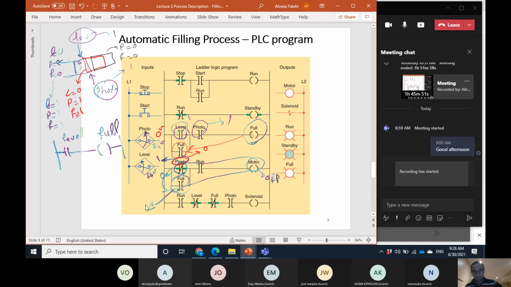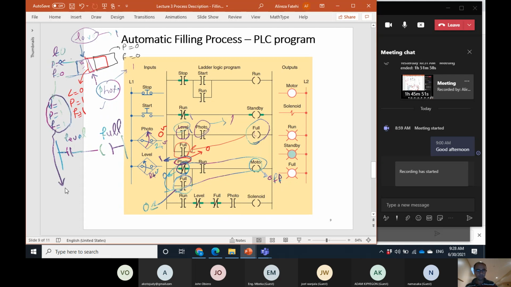Yes, this becomes 0, but at the same time, the photo is also 0. And when the photo is 0, then this becomes 1 and the motor continues running. So the motor starts running when there's enough material at this moment. Okay, the motor starts at this point. At this moment, it is still running, although the level sensor doesn't sense anything.